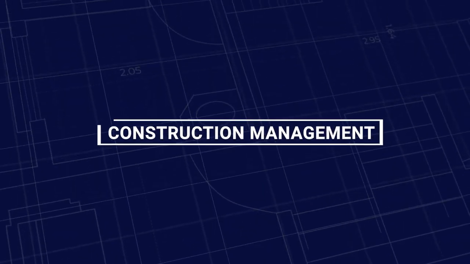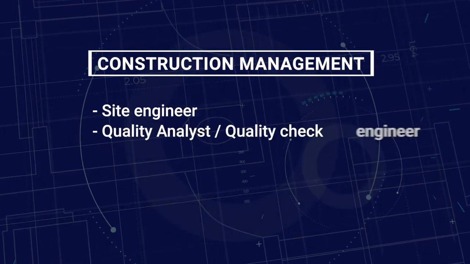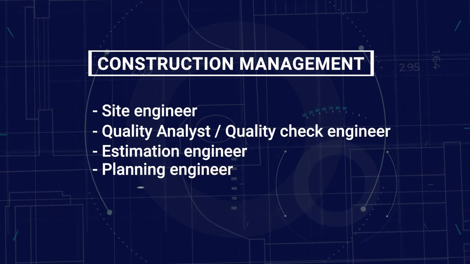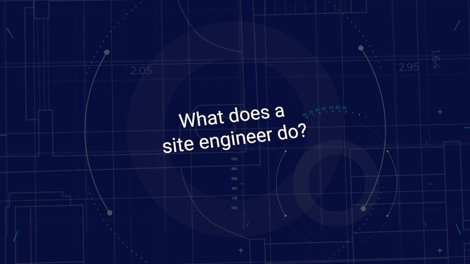In the construction management domain, there are different streams that a person can opt for a job either as a site engineer or quality analyst or QC engineer, estimation engineer, planning engineer and health and safety engineer. What does a site engineer do? Site engineers provide technical advice and manage parts of a construction project, supervising the staff on site and ensuring that their packages are completed on time and within the budget.